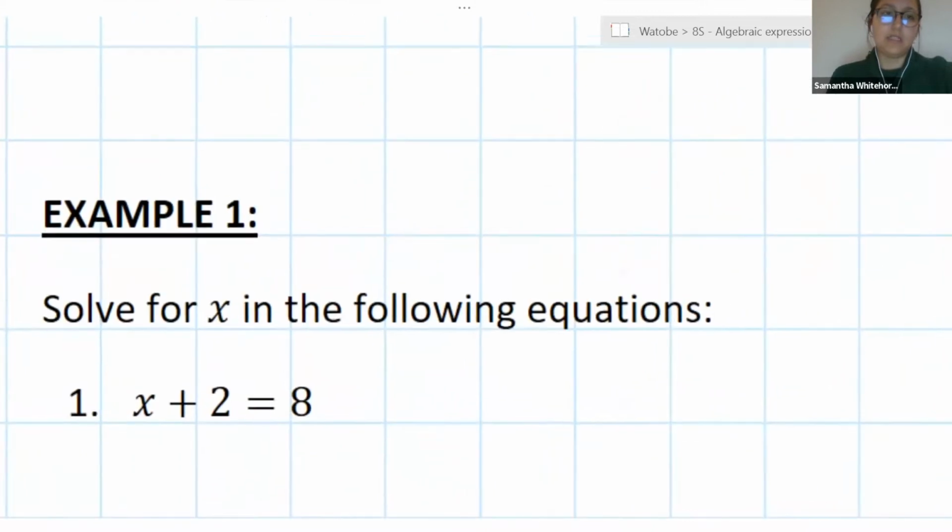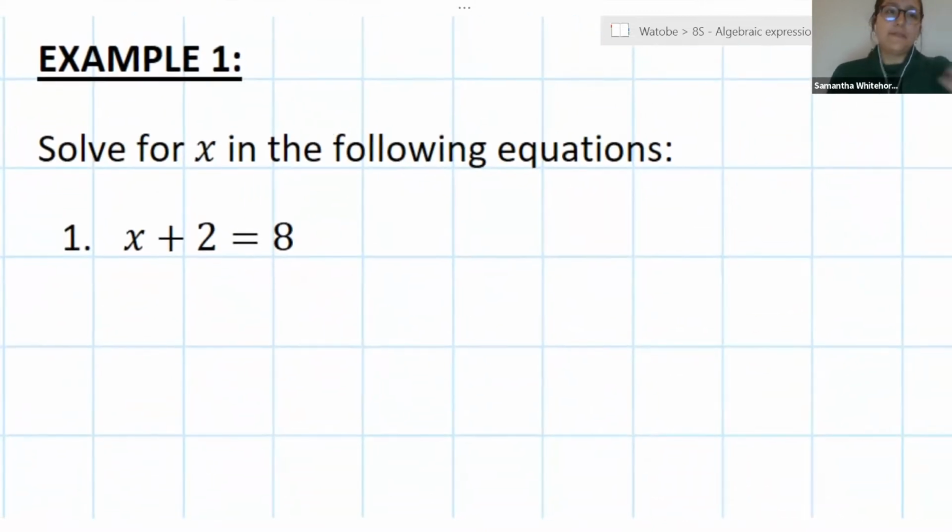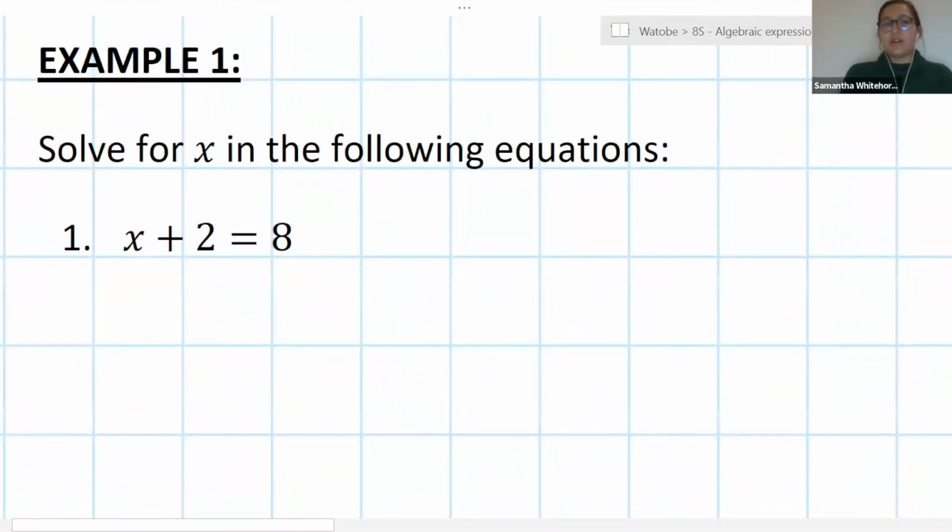Okay, I see some answers coming through, so let's have a look. So in our first question, we've got x plus 2 equals 8. Now, I'm pretty confident that all of you can look at that and tell me what the answer to x is. And that's all well and good when we've got a nice, easy equation. You can definitely go straight to the answer. But I'm going to show you how you would do it using your inverse operation so we can start getting some practice.